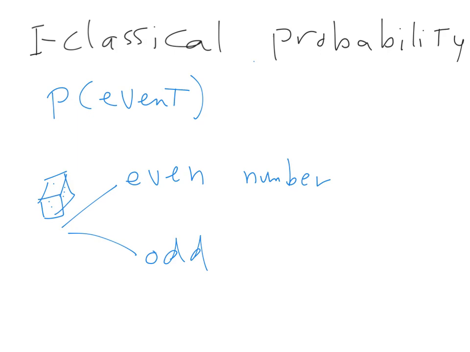So in this case, it's either the 2 or the 4 or the 6. So that's 3 outcomes out of a total of 6 outcomes. So that's half. That's actually 3 over 6, which is half.